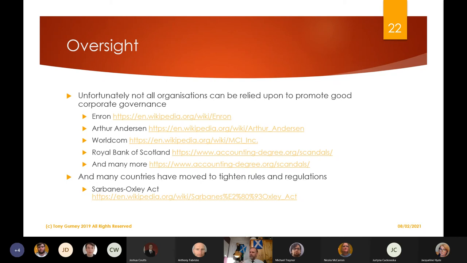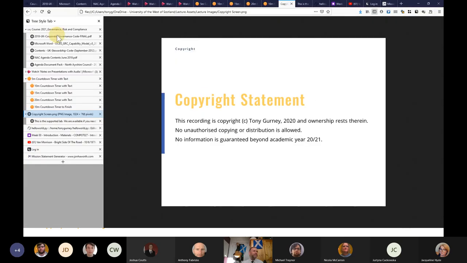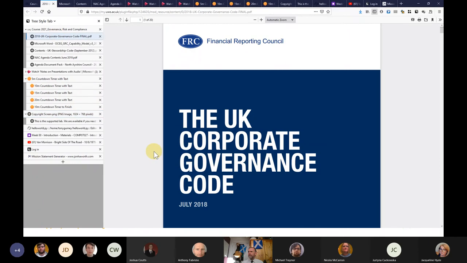Some countries took this more seriously than others. So quite often you'll see in a lot of the documents that we're going to look at references to something called the Sarbanes-Oxley Act. They're two US senators, and this was an act that was brought in America to tighten up the financial controls for organizations. Most countries have similar things. Some countries don't have legislation, they have a code. Because, you know, they're all gentlemen, they all went to Eton, and of course none of them would do anything nasty. So instead of having something like the Sarbanes-Oxley Act, the UK has the UK Corporate Governance Code.